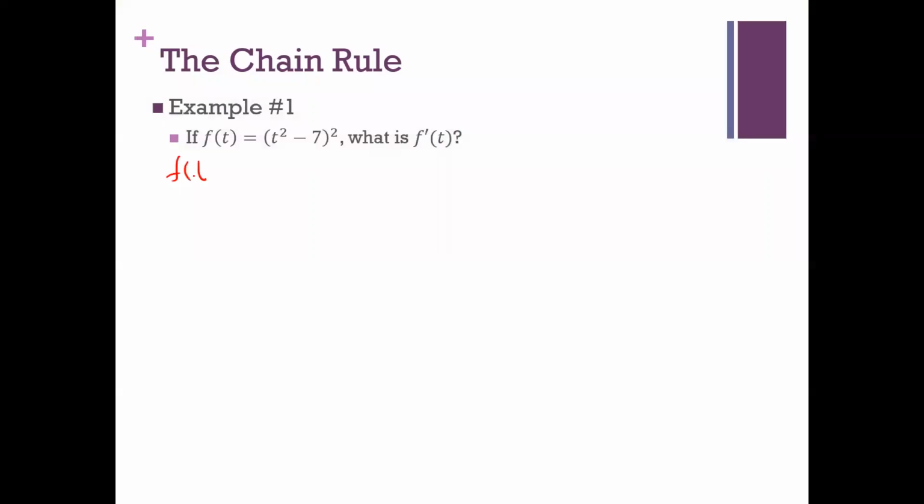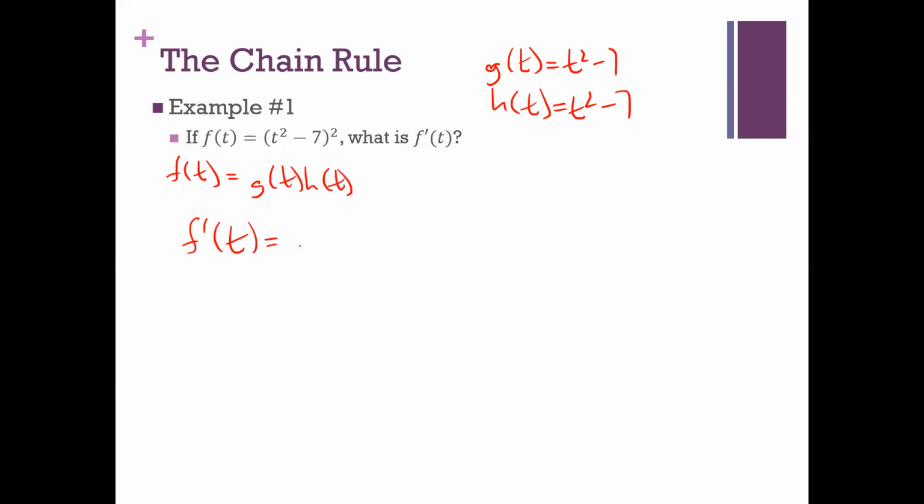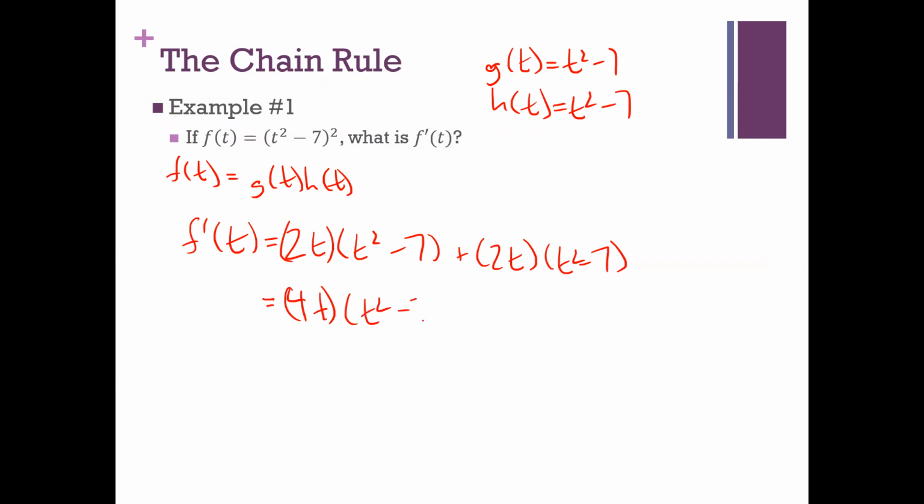Let's say f of t is equal to g of t, h of t. What are g and h then? T squared minus 7. Yeah, both. They're both t squared minus 7. All right, from there then, what's this derivative going to be? 2t times t squared minus 7 plus, better be the same thing. So simplify, that comes down to 4t times t squared minus 7.